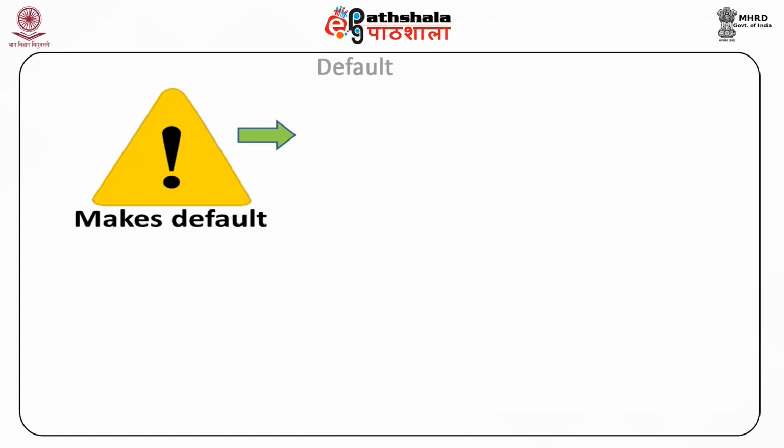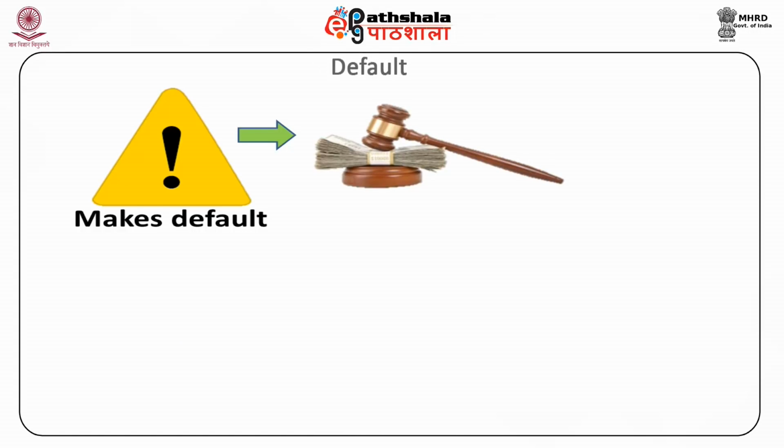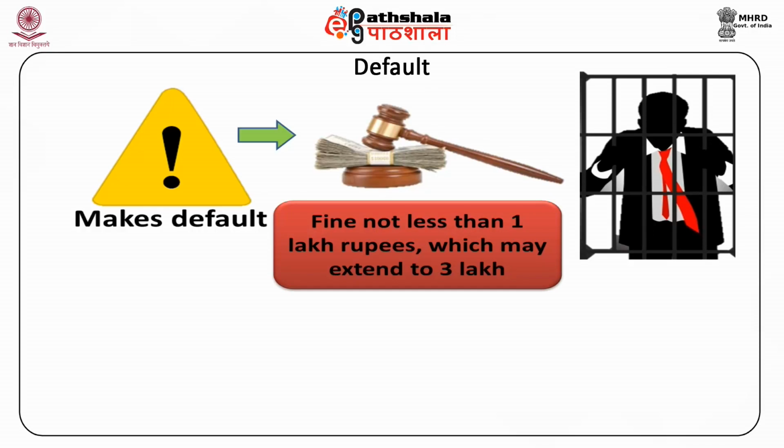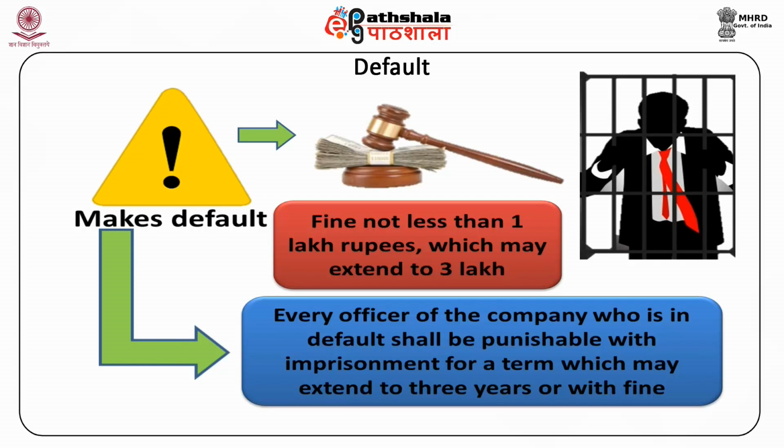Default. If a company makes any default in complying with the provisions of this section or any regulation made by the Securities and Exchange Board, the company shall be punishable with a fine which shall not be less than 1 lakh rupees, but which may extend to 3 lakh rupees, and every officer of the company who is in default shall be punishable with imprisonment for a term which may extend to 3 years, or with fine which shall not be less than 1 lakh rupees, but which may extend to 3 lakh rupees, or with both.